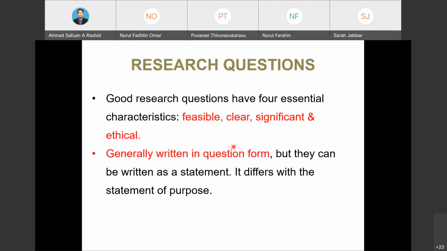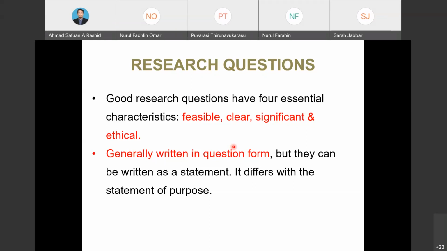Research question: a good research question has four essential characteristics. It is feasible, clear, significant, and ethical. I guess we don't have any problem with ethics. We must make sure the solution we use for the treatment, for example ground treatment, does not harm the environment, and we are not testing on living creatures, for example animals. So there will be no big issue on ethics for us. The main things are feasible, clear, and significant.